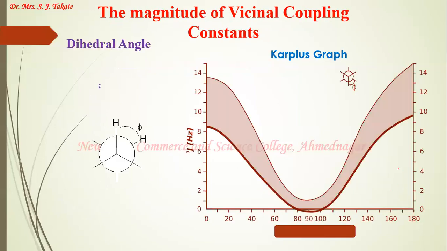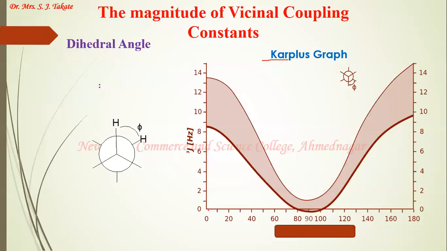Let us first study the dihedral angle, and how it affects the coupling constant value. Look at this Newman projection formula. This is the front carbon hydrogen bond, and this is the back carbon atom carbon hydrogen bond. The angle between these two hydrogens is called the dihedral angle. As the dihedral angle changes, the coupling constant value also changes. This is shown by the Karplus graph, which is obtained by solving some mathematical equations, and the graph is plotted from the result of those equations.